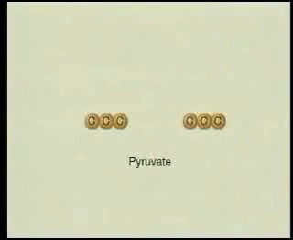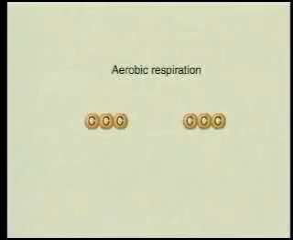The 3-carbon pyruvate molecules formed during glycolysis still contain most of their chemical energy. This energy is harvested in a series of reactions called aerobic respiration. Aerobic respiration takes place inside the organelles called mitochondria.